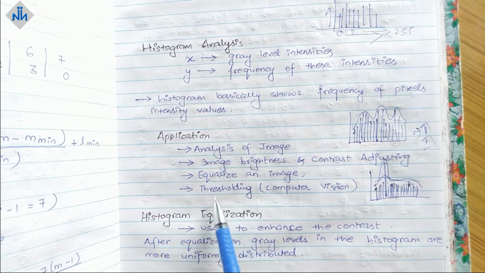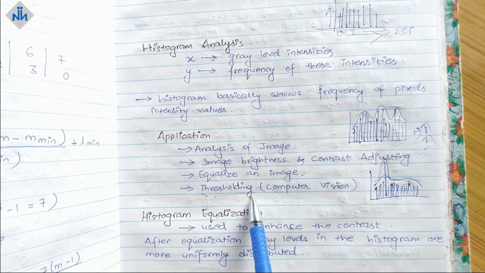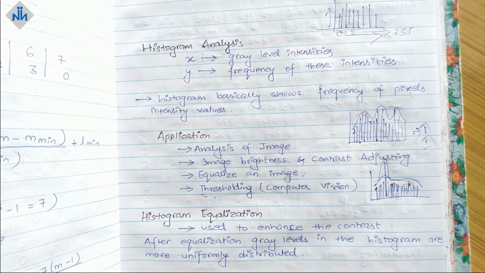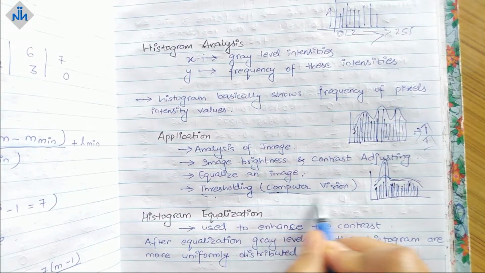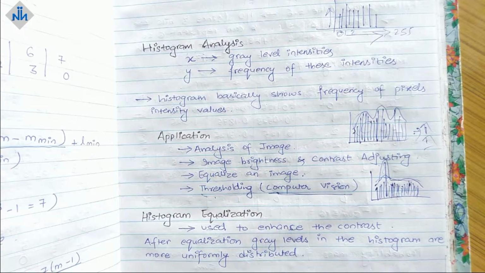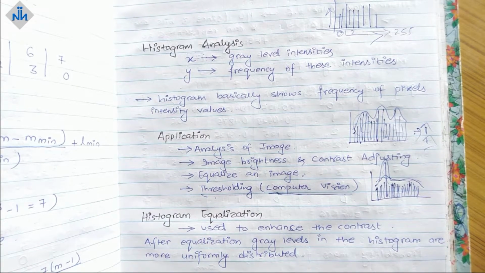After that, it can also be used in thresholding. Thresholding means completely making the image black and white by increasing the contrast to a very high level, and it is very important in computer vision. So we have seen that histogram analysis is very important.